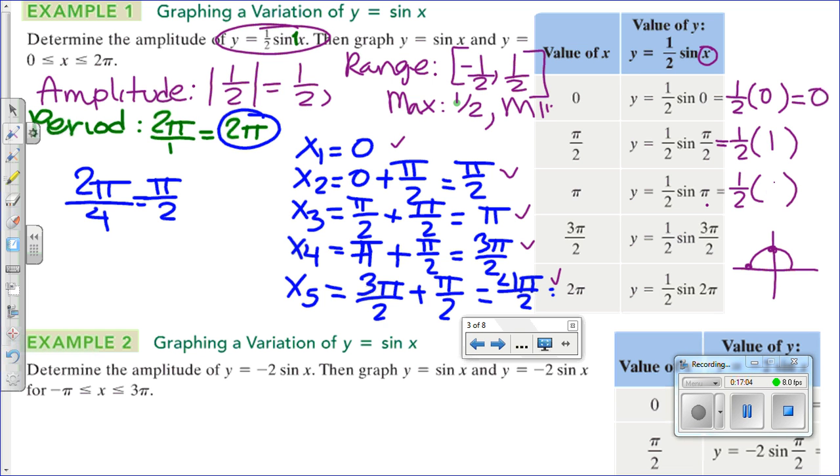0. So 1/2 times 0 is 0. Okay, then once you get down to 3 pi over 2, what is the sine there? Negative what? 1. Okay, so 1/2 times negative 1 is negative 1/2. And then the last one will be 1/2 times, what is the sine of 2 pi? 0. So this is 0. So let's go ahead and graph it quickly. If you notice, we have the same key points, so it should be pretty easy, right?